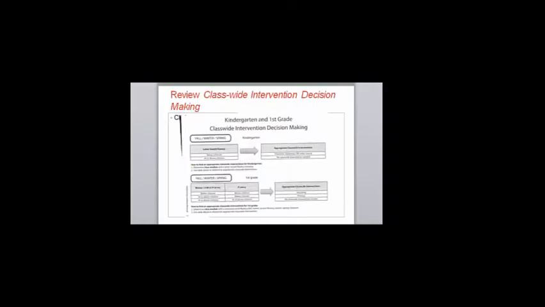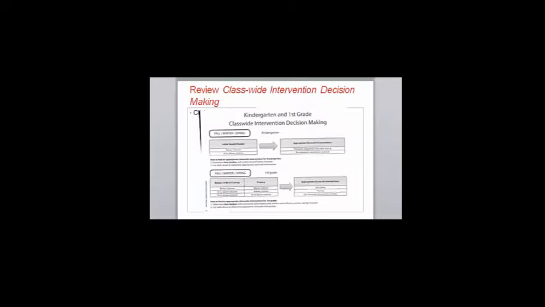The next step in the process is to review the class-wide intervention decision-making sheet. This sheet can be found on page 7 of your PRESS manual. And as you can notice here, it very clearly gives you the assessment and what to do if you are above criterion or below criterion. So for this particular class, we used letter sound fluency and our median was below criterion. So what we would then do is an intervention for letter sound fluency.